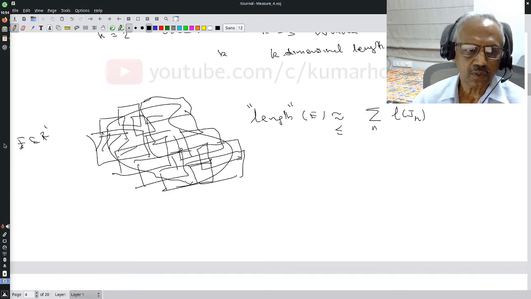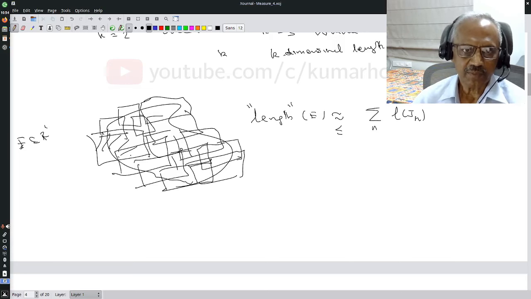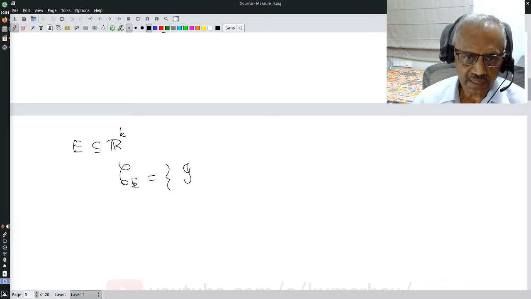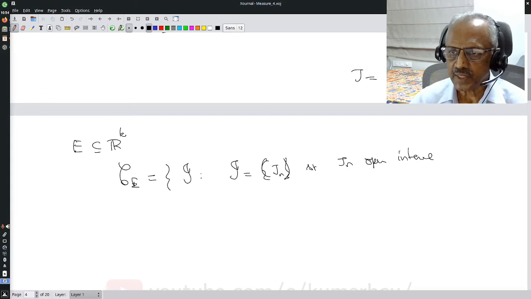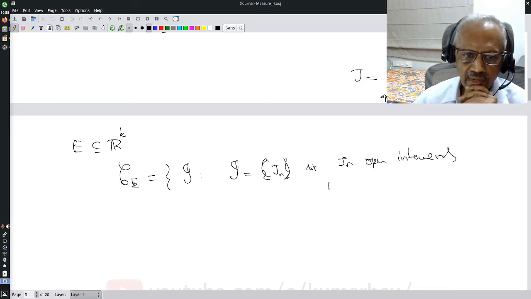So if I want to get a good approximation, what do I have to do? I have to take all possible coverings and take the minimum, but analysis tells us that the minimum may not make sense, so we use the word infimum or GLB. So let us go to the definition now. If E is a subset of Rk, let us look at C of E. C of E is the collection I, where I is a collection of Jn, so that the Jn's are open intervals. When do I say open interval? If J is J1 times up to Jk, I claim each of them is open in R. So these are the open intervals, and E is contained in the union of Jn. You understand that?